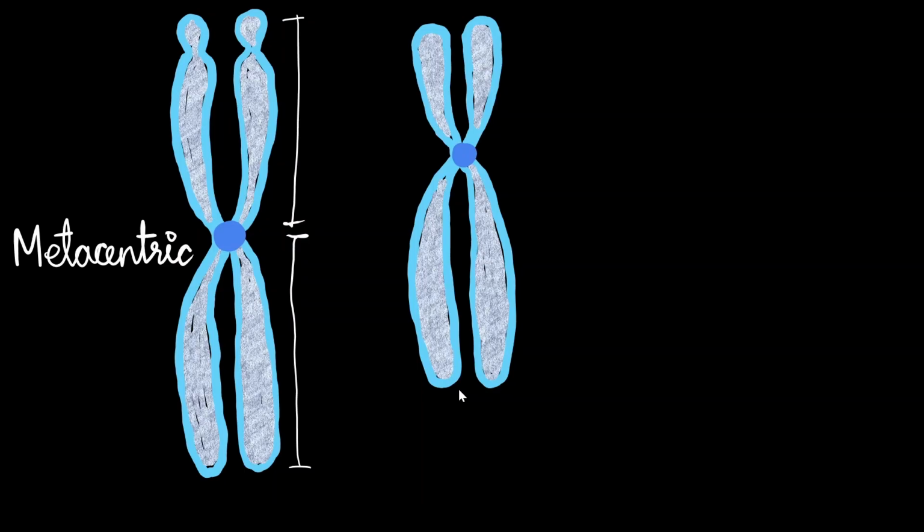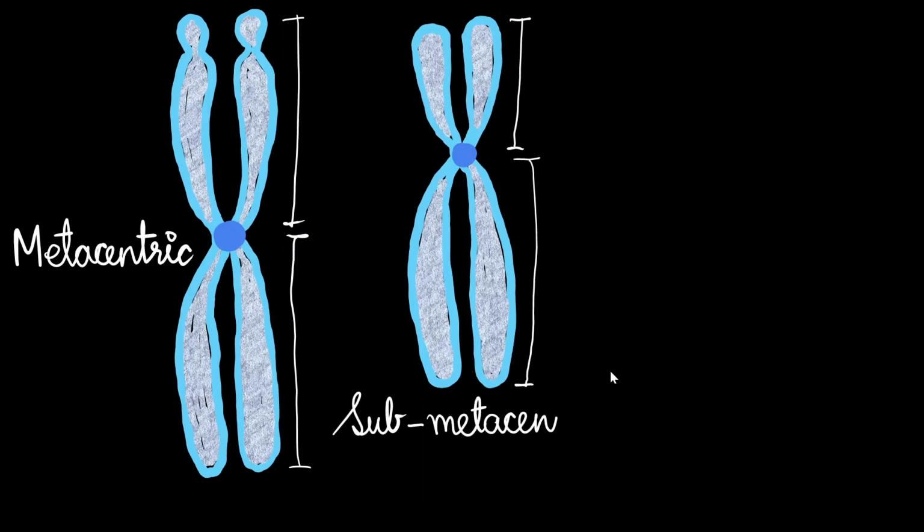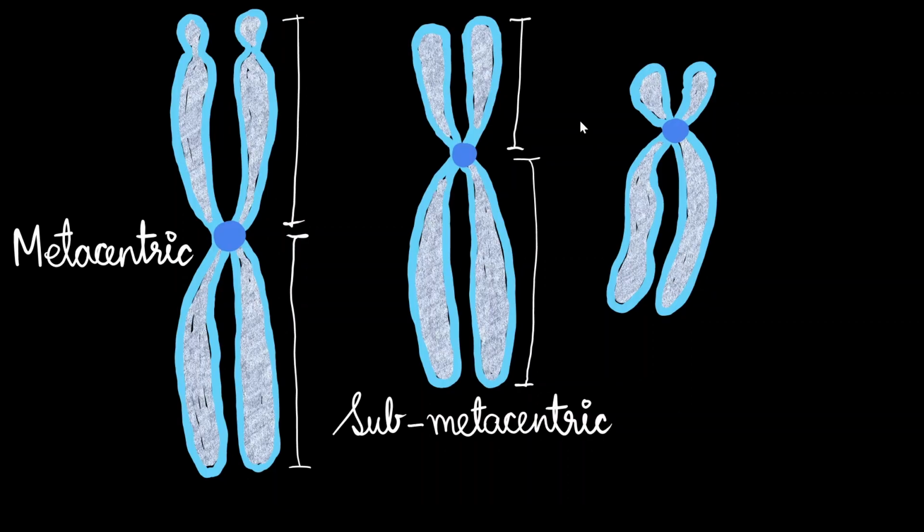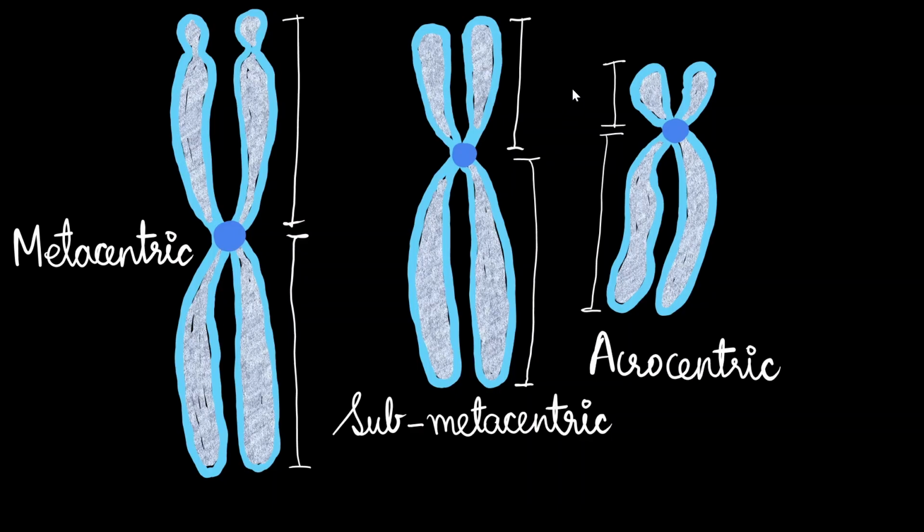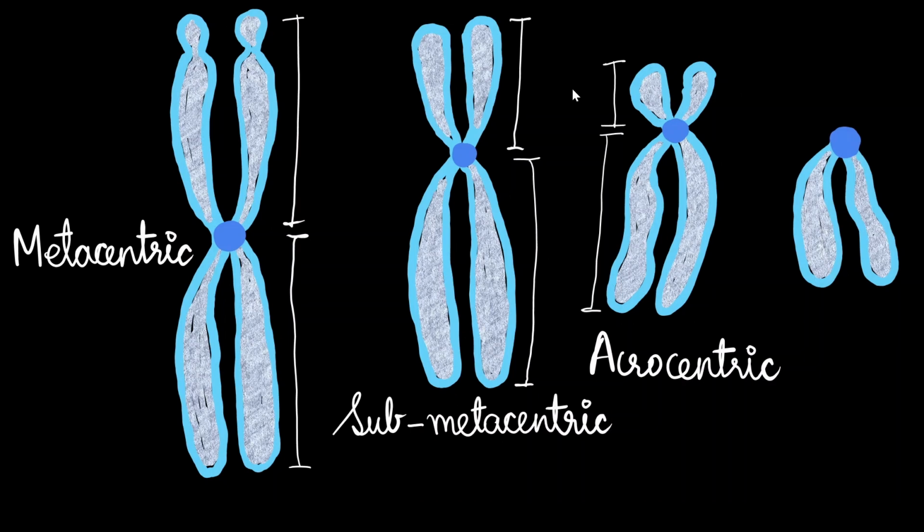If the centromere is starting to move to one side such that we have one arm that is slightly shorter than the other, this is a submetacentric chromosome. As the centromere moves further towards one end, we have one side which is very, very short and another side which is comparatively long. These are acrocentric chromosomes. And finally, when the centromere moves to one end, these are called terminal centromeres, and such chromosomes are called telocentric chromosomes.